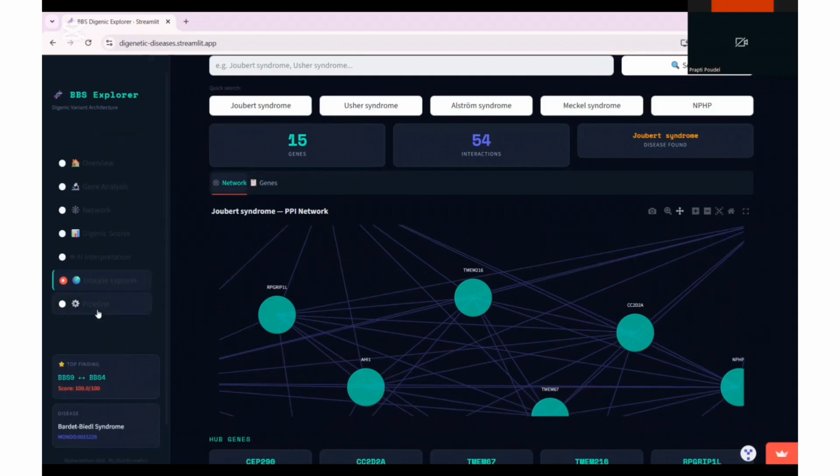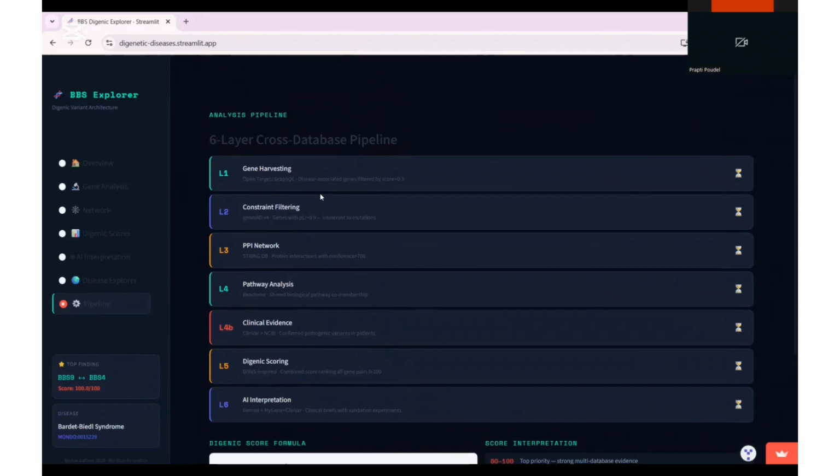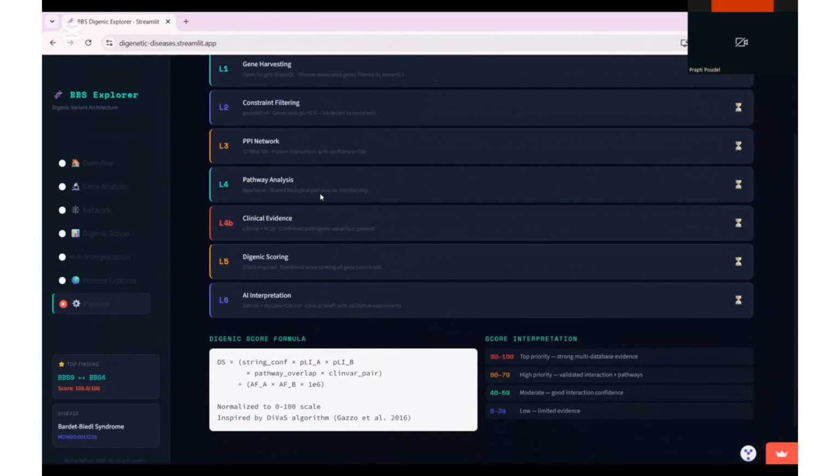Now, this is the pipeline for our web application. First we harvested the genes, then constraint filtering was done, the PPI network was made, pathway analysis was done, clinical evidence was taken from the different data sets, digenic scoring, as we saw, the heat maps, the bar graphs, everything was done, and AI interpretation, probably with data sets such as ClinVar and MyGene Plus. Now this is the digenic score formula that we used.